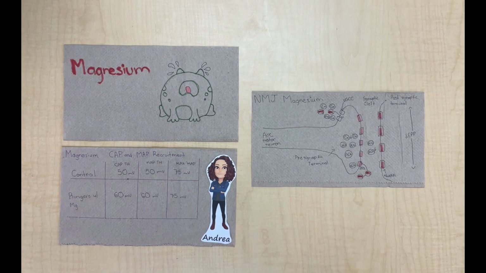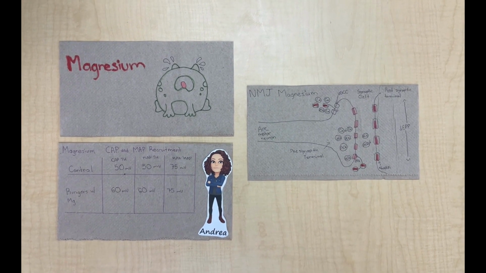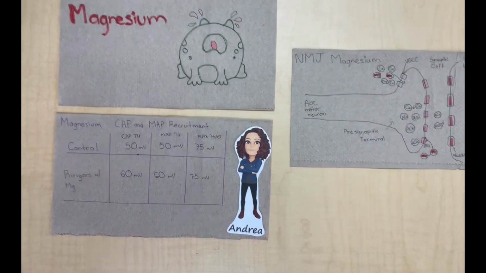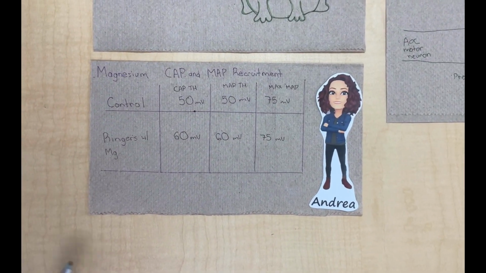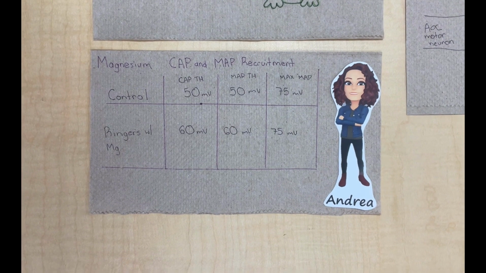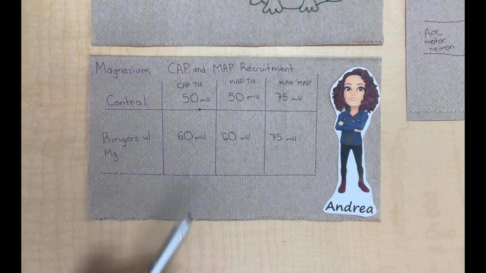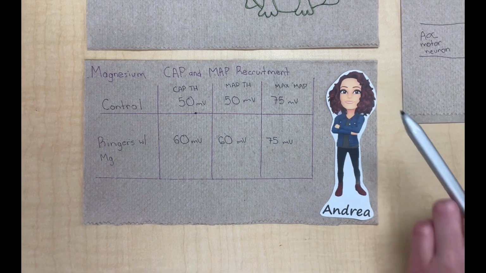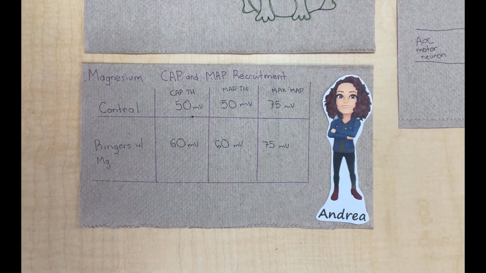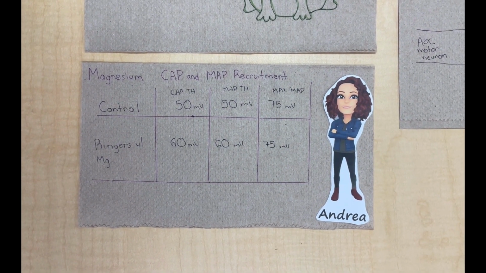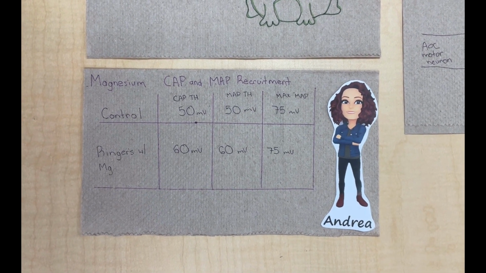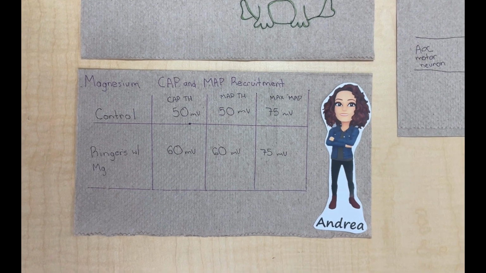Now I will be talking about what happened when we used magnesium for CAP and MAP recruitment. For the control, both CAP and MAP were 50 millivolts, and when we added magnesium, it increased to 60 millivolts. Both our max MAPs were 75 millivolts. This shows that magnesium did not have an effect on the muscle, which is very strange.